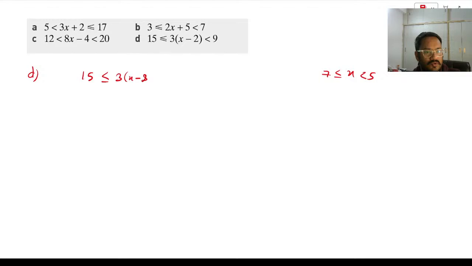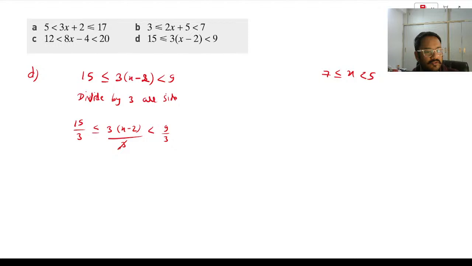Now in this type of question, what we generally do is divide all the sides by 3. So that will make the problem a little easier. 15 divided by 3 is less than or equal to 3(x - 2) divided by 3, and this will be less than 9 divided by 3.